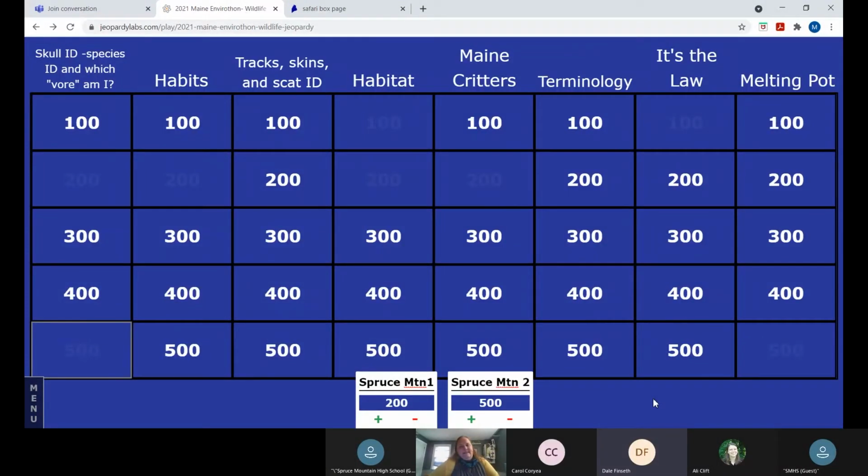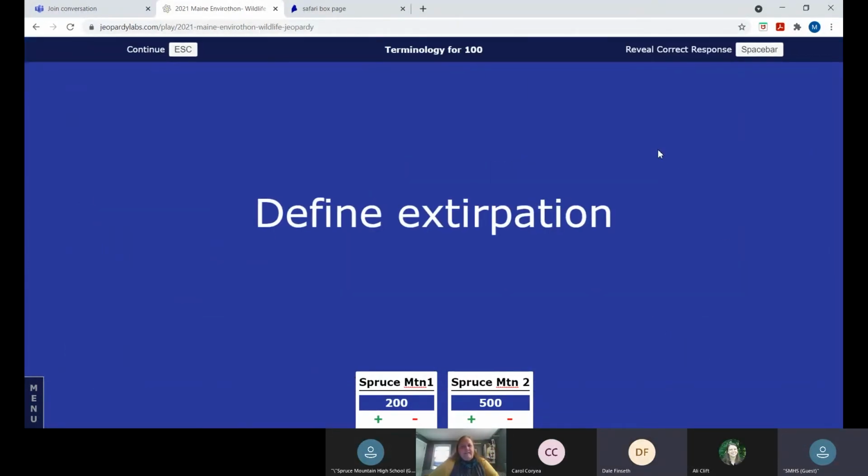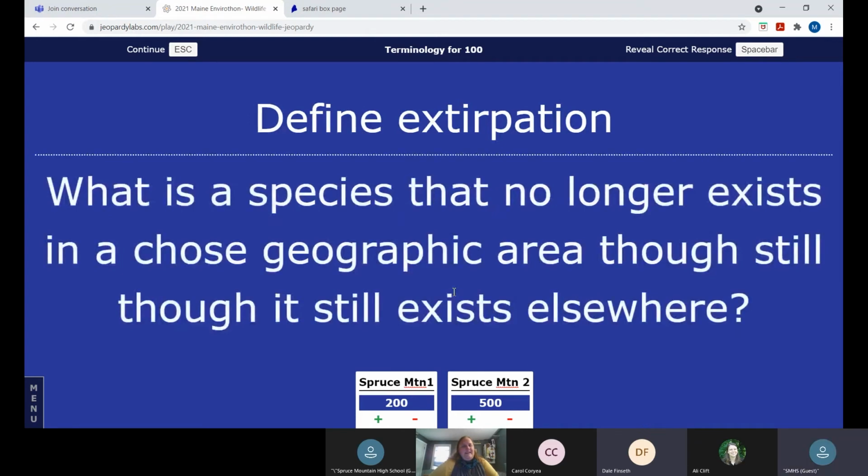All right, Spruce Mountain 1. So I've lost my student, so I'm keeping the game alive here. Okay, let's go with terminology for 100. Define extirpation. Extirpation is a species that has been reintroduced. I forgot that one. That's okay.